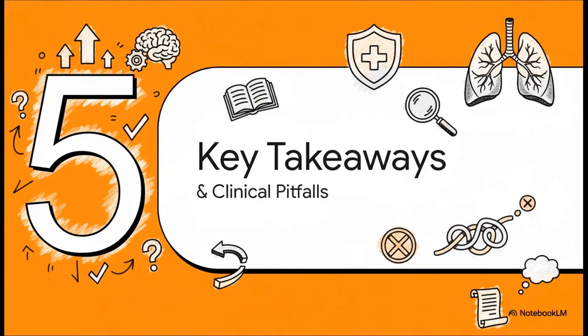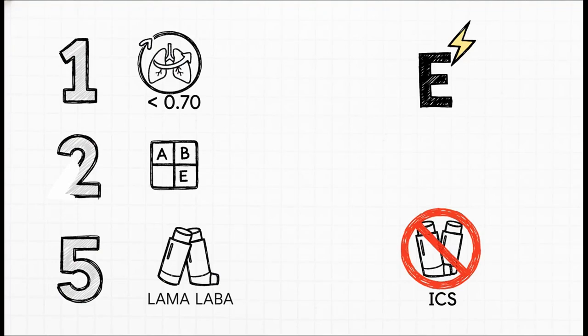All right, let's bring it all home. We're going to summarize the most important high-yield points that you absolutely need to take with you to the clinic and, of course, for your exams. Let's lock these 5 points in. 1. Diagnosis is confirmed with that post-bronchodilator FEV1 to FVC ratio being less than 0.70. 2. Use the ABE grid based on symptoms and exacerbations to guide your therapy, not the FEV1 grade.